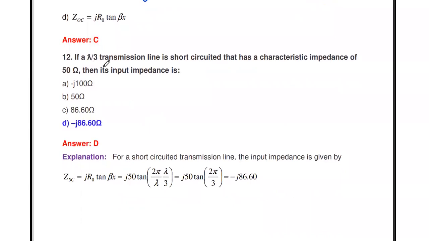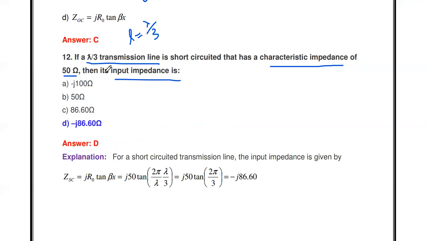Okay. Then the next question: if the lambda by 3 transmission line, so lambda by 3 transmission line means the transmission line has the length L or X value. Sometimes in the formula L may be there or X. The transmission line length is lambda divided by 3. Okay, this transmission line is short circuited and has a characteristic impedance of 50 ohms. Then its input impedance is dash. Okay, so what is the question? The transmission line is a short circuited transmission line with length given as lambda by 3.